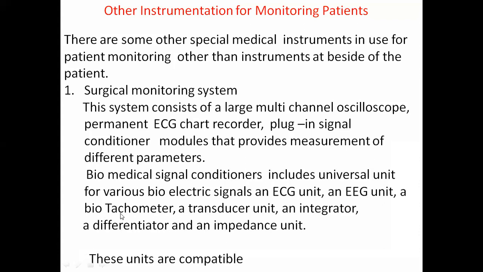A tachometer is used for measuring angular velocity. And the transducer unit may convert one electrical form to another electrical form, maybe increasing the signal strength. And an integrator: in some cases it is required to integrate all the signals, and in such situations an integrator unit will be used. And a differentiator is used to identify a particular signal from the different signals.